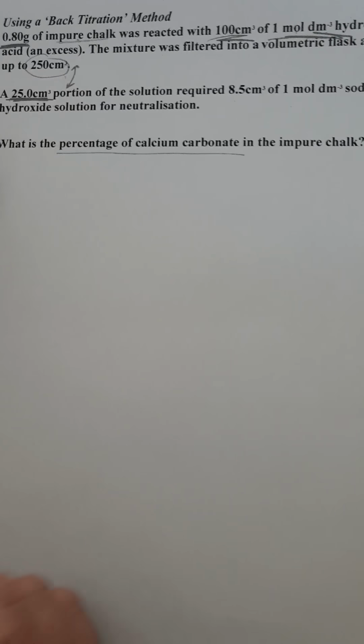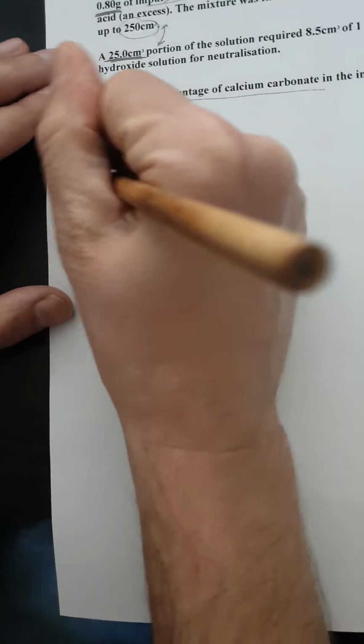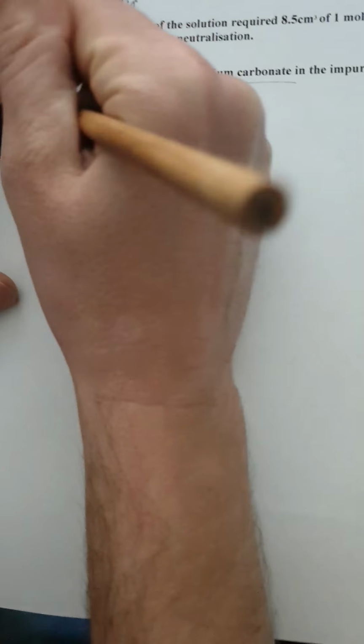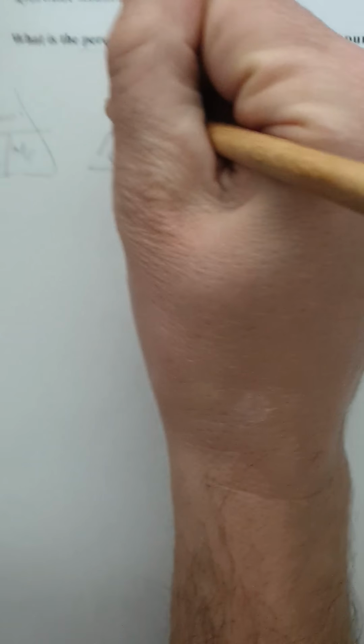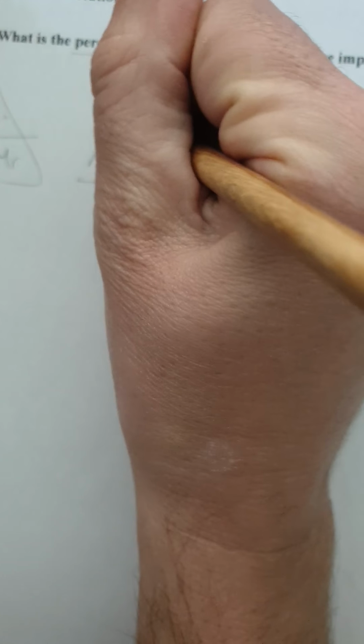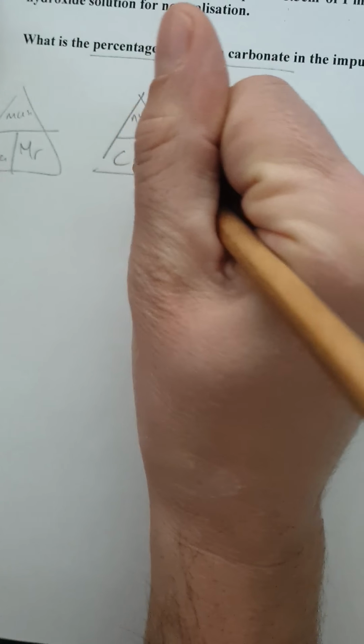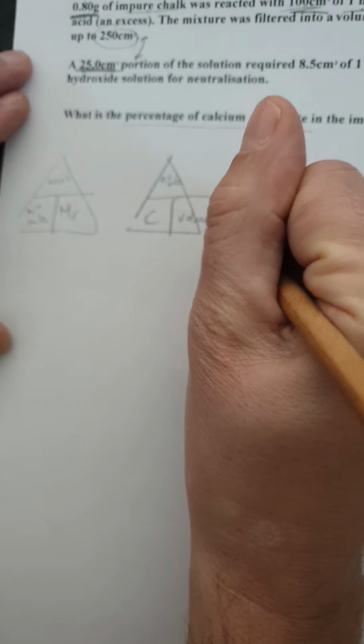So first of all then, I'm going to put in my two triangles. And this one we're going to need at the very end. Number of moles, mass, MR. And then my next triangle: concentration equals number of moles over volume. Remember, volume must be in decimeters cubed.